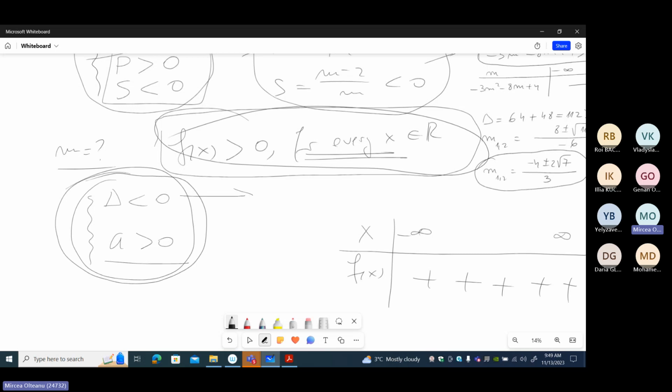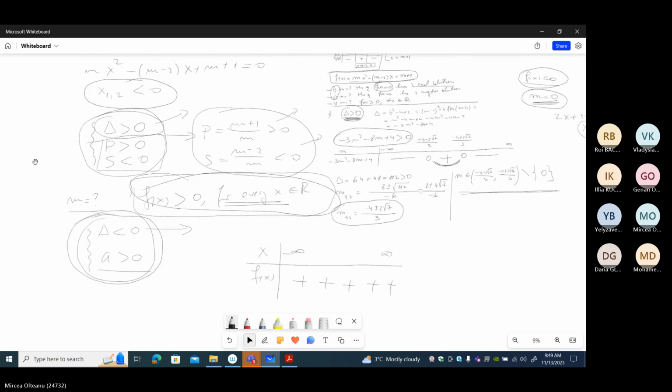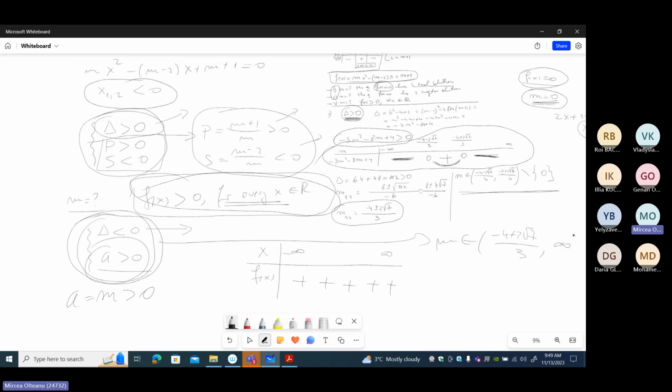So if we put these conditions, now everything will be obtained. Attention, this inequality was already solved when we made here the table of sign of delta, remember. Now we take when delta is negative, and A positive. Of course, A is m, so m must be positive. It's clear what we finally get here. It will be m belongs to the interval from (minus 4 plus 2 square root of 7) over 3 to infinity. This is the solution finally. But what's important is that we discovered, following the theory, the conditions.